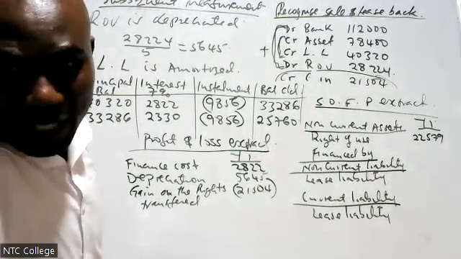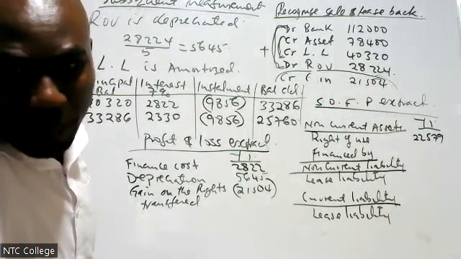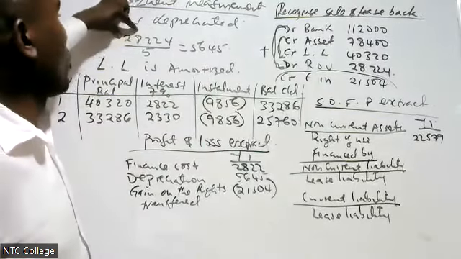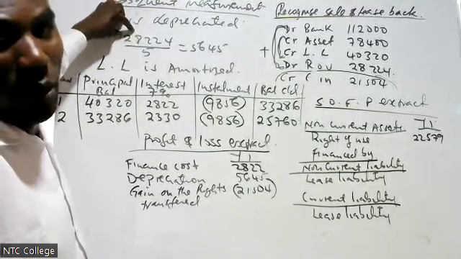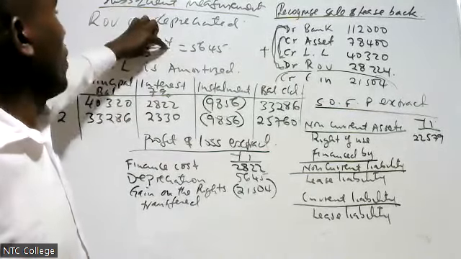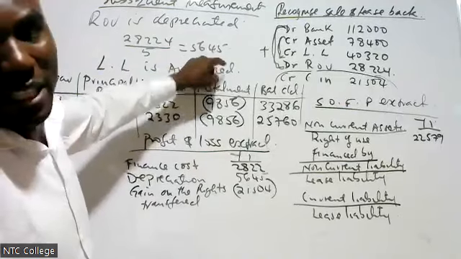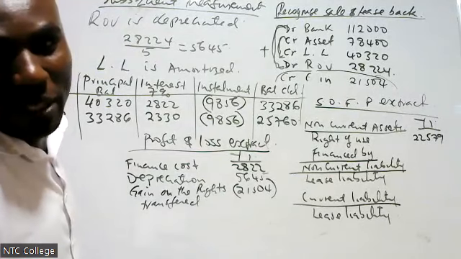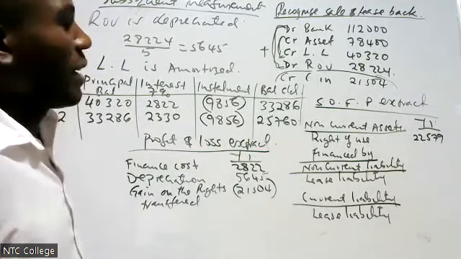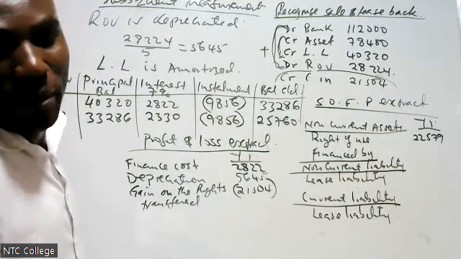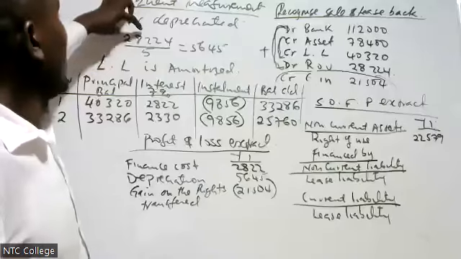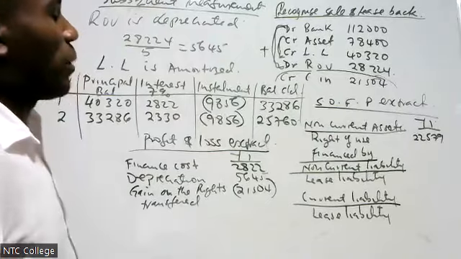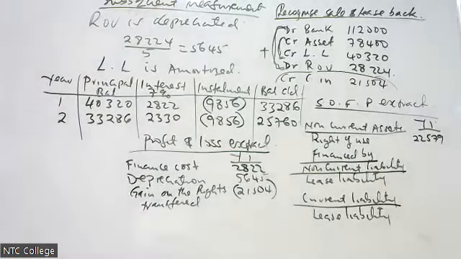A student asks: Teacher, you said 22,579, how did you get it? That is the right of use at the end. We take the carrying amount, what the right of use was originally on recognition, which is 28,224, minus depreciation, cost minus depreciation. We subtract depreciation at the end of the year.